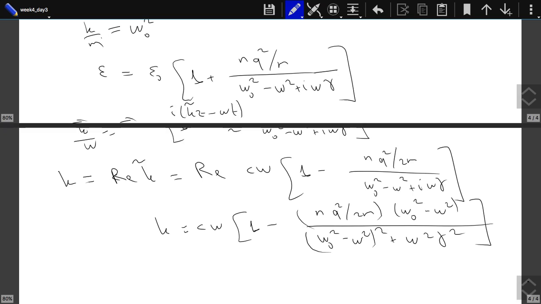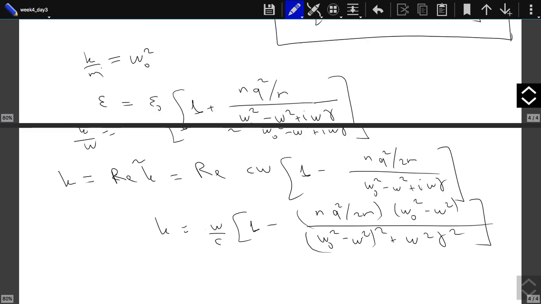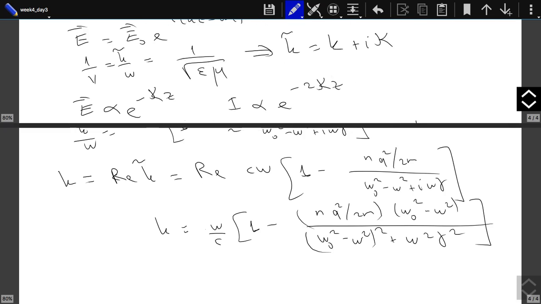Apparently I made a mistake someplace. Don't we need to get omega as a function of k? Just invert this if you want. Well, I made a mistake somewhere. This should be 1 over c.